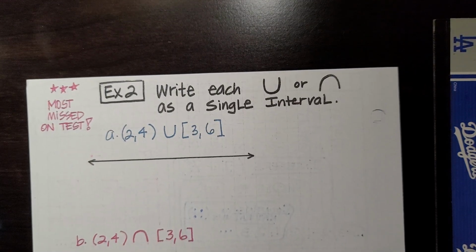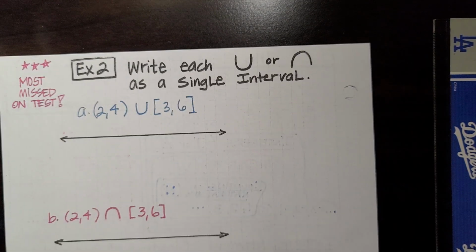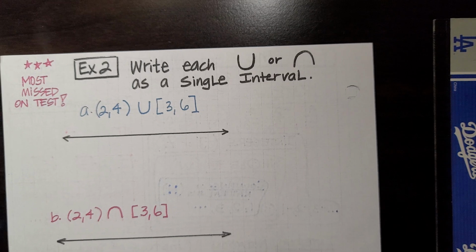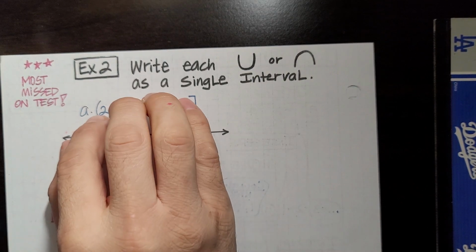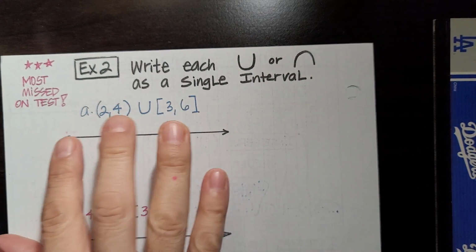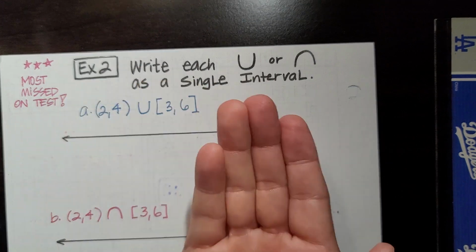For our last example, I picked these types of problems because, as you can see, they are the most missed problems on any test. These are the problems that kids miss most. So I want to jump right into how to handle them. I give you a number line to use, but that's not going to be your final answer. It's just a tool that you use to try to get an answer.